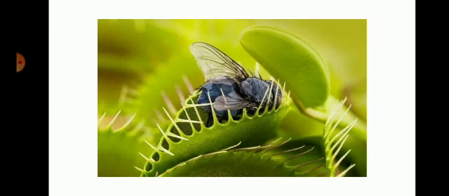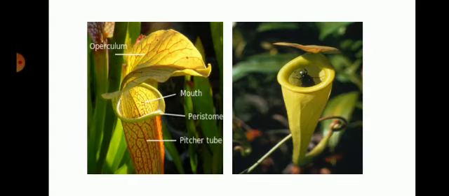There are some plants which can trap insects and digest them for their nutrition. These plants are green in color but lack nitrogen. To overcome this problem, these plants eat insects, hence they are called insectivorous plants or carnivorous plants. These have specialized leaves. You see the picture.